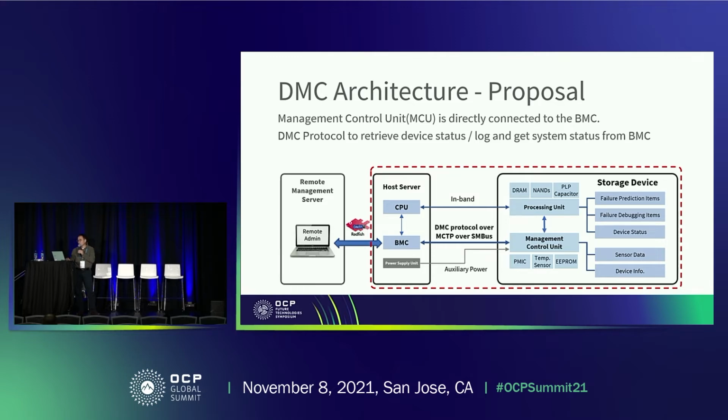But as I briefly described in the previous slide, when the processing unit crashes, in that case, we will lose the information. To overcome that kind of situation, the management control unit keeps a snapshot of the device critical information such as failure prediction or failure debugging information. So even if the processing unit crashes, the management agent could still collect and retrieve information. With that information, we could run failure analysis, and also we could take some actions as needed very promptly.